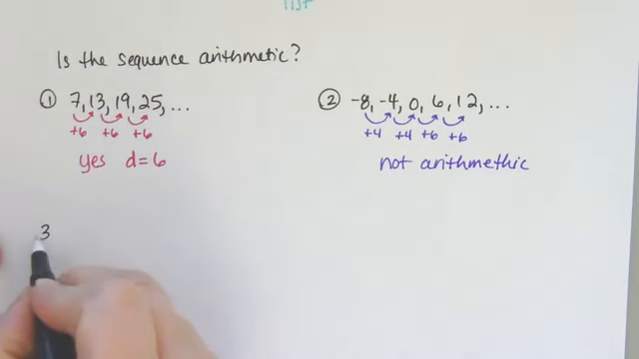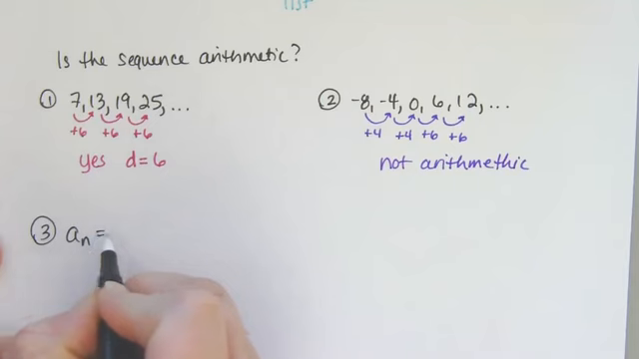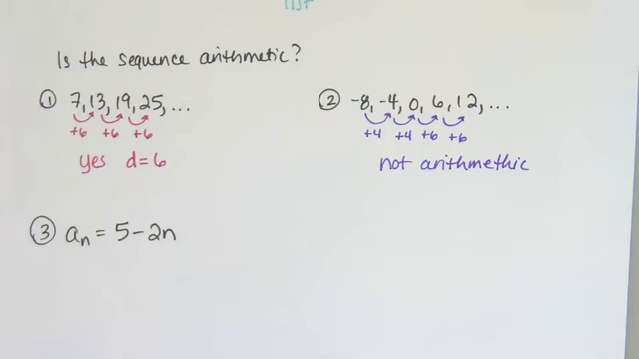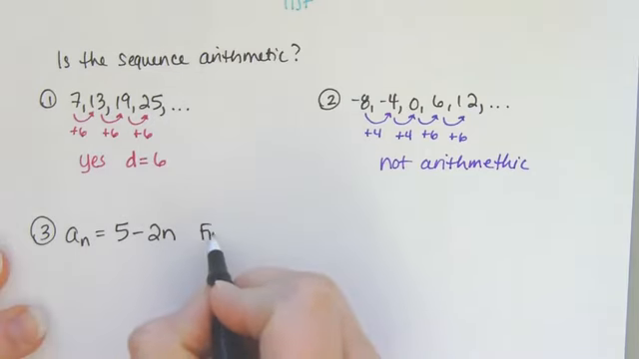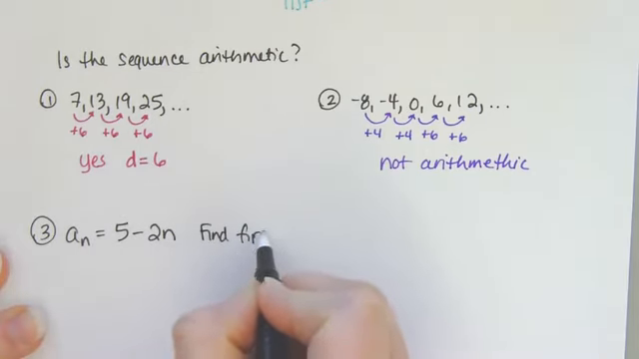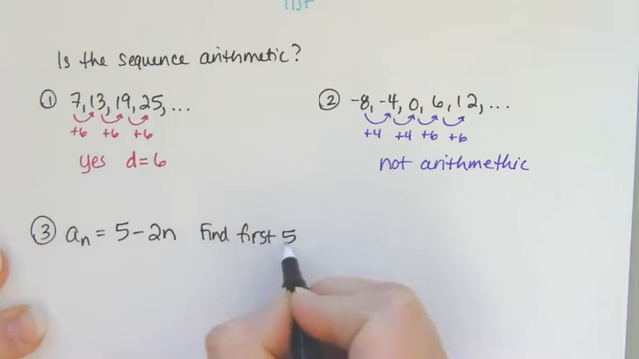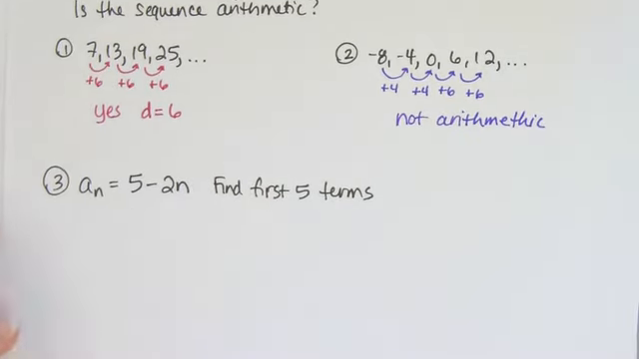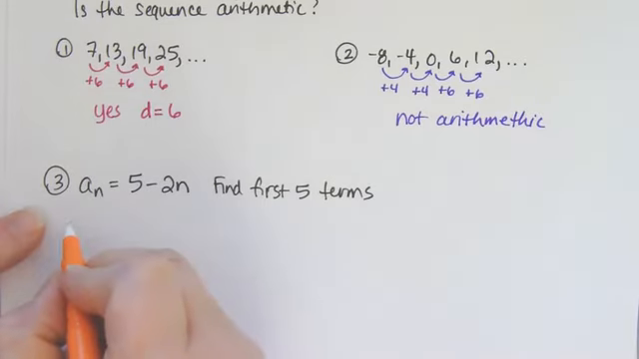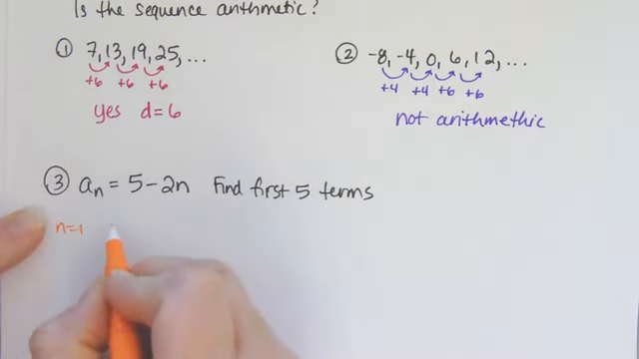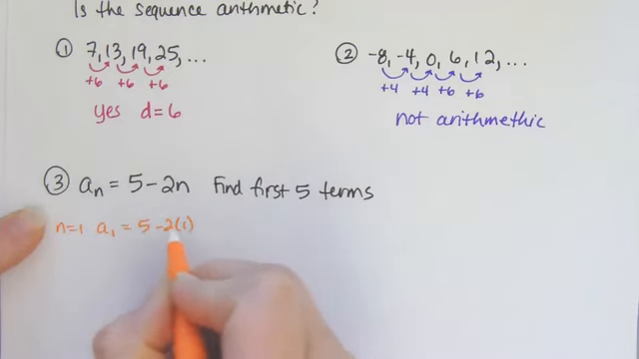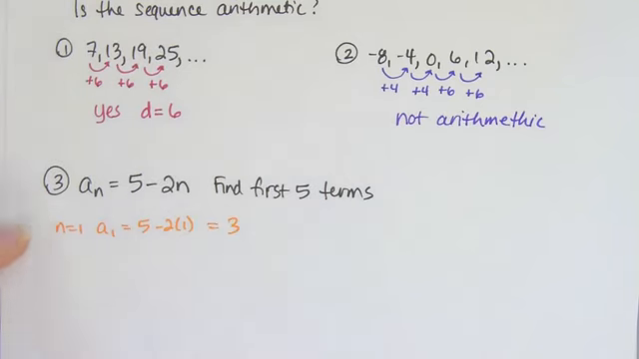All right, let me give you an equation, and let's do a little bit of work with that. So the next example would be a sub n is equal to 5 minus 2n. And what I want here is to find the first 5 terms in this sequence. So one method you could do to solve this problem is to start by plugging in, I want the first term, so when n is equal to 1, my first term, a sub 1, would equal 5 minus 2 times 1. 5 minus 2 times 1 is 3.